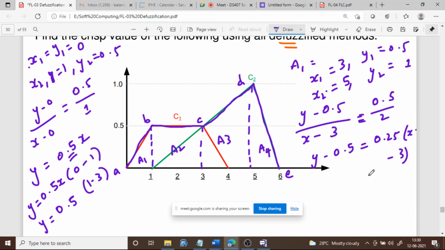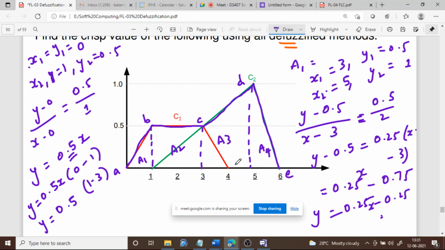Okay, x minus 3. So it is 0.25x minus 0.75, which is y minus 0.5. Okay, if you bring the 0.5 to this side, this is x, 0.25x, then 0.25x minus 0.75 plus 0.5, which is minus 0.25. So what you get is minus 0.25x minus 0.25. Okay, so that is what you get for this range.